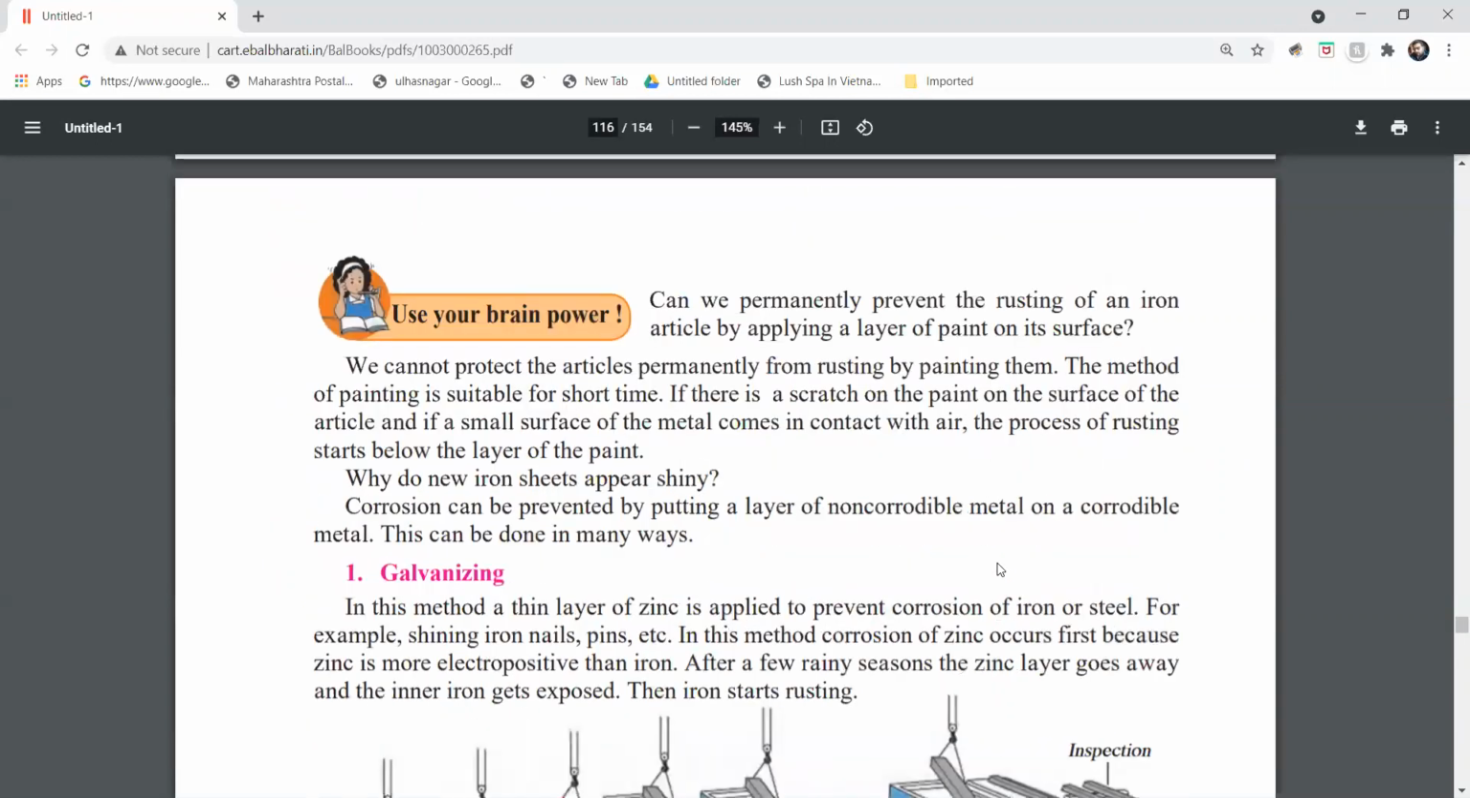Now these articles don't get protected permanently. This is only for a small time. As soon as there is a scratch on the paint surface or the paint chips away, and even if a very small surface comes into air, even below the surface of the paint, your metal will start rusting. So there is no foolproof method. The foolproof method is things like galvanizing.